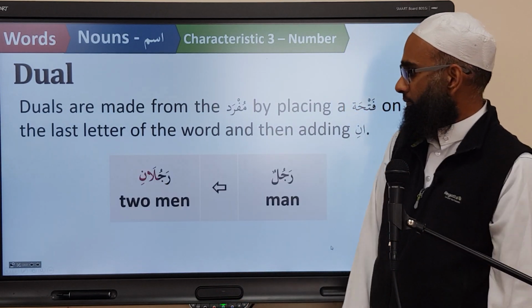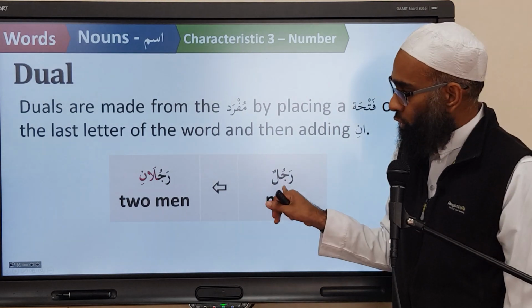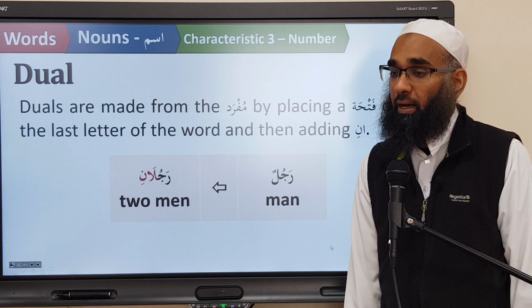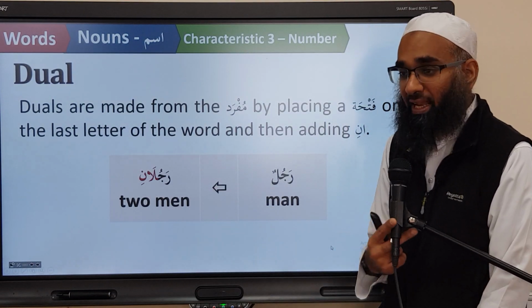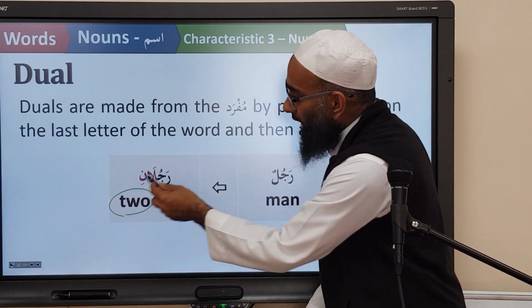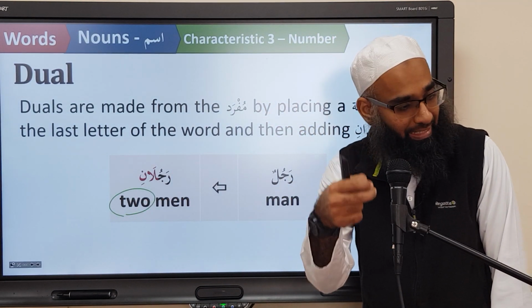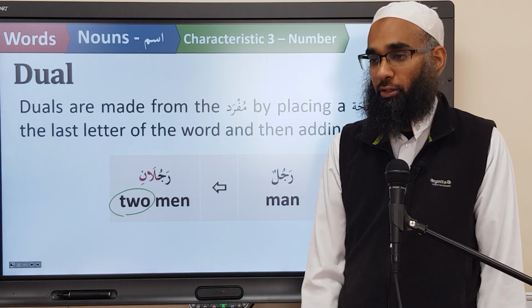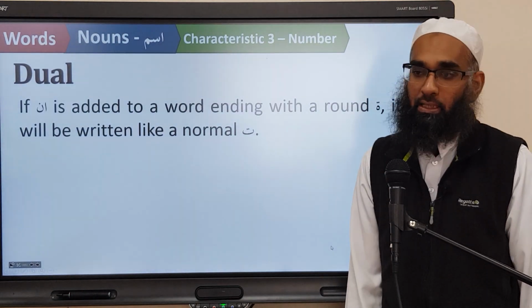So for example here, rajulun means what? Man. So rajulun becomes what? Rajulani. Rajulani itself means what? Two men. We don't have to add any word in Arabic to say two. The ending ani itself means two. So rajulani means two men. Okay? Yes?